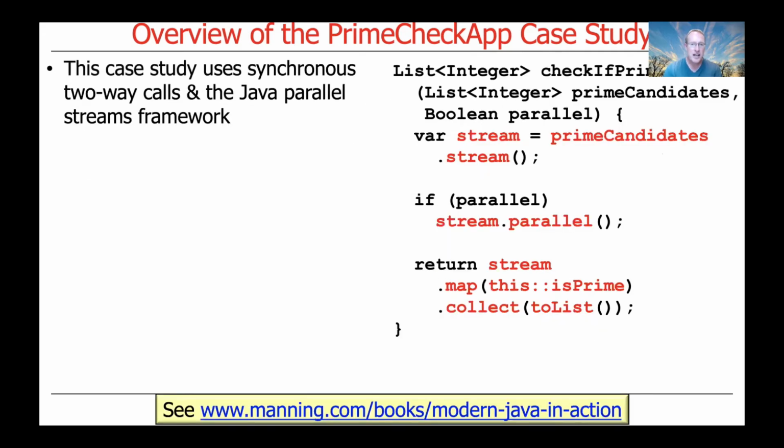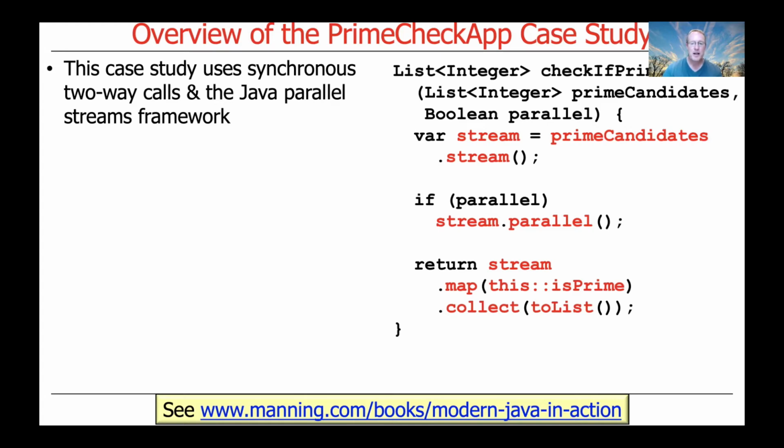This particular case study applies synchronous two-way calls. All that means is that when a client invokes a method on a server, it blocks synchronously, waiting for the result to come back. And likewise, when parallel streams are used to do the processing on the server side and on the client side for that matter, as we'll see as well, the parallel streams calls are also done in a synchronous manner. And underneath the hood, it's mapped into threads in various thread pools, which we'll talk about as well.